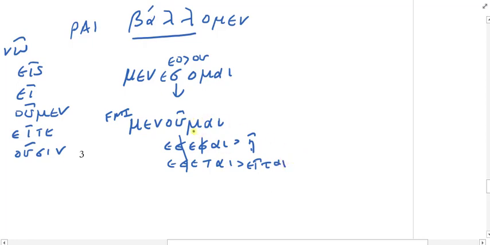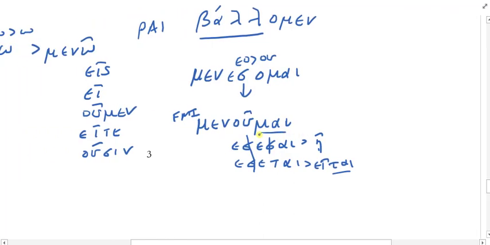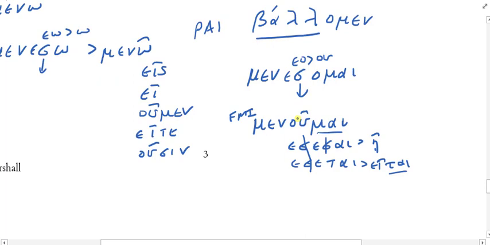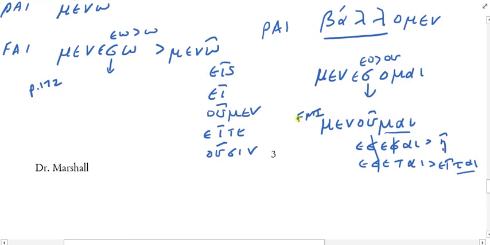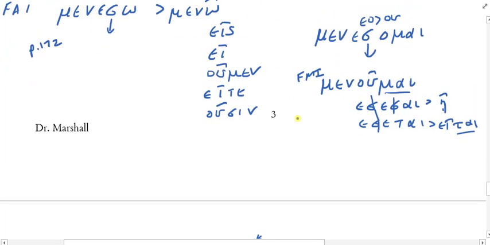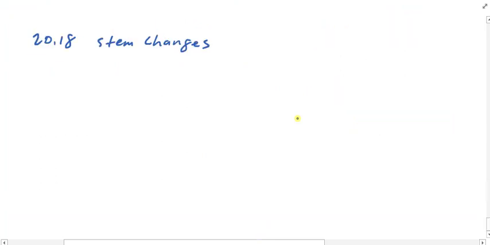Can you still parse these by the personal endings? Absolutely. If you learn how to parse middles and passives earlier, you can still identify these. Okay? The question is going to be looking at the stem and the accent. Where's the accent at? All right. Now, let me look at one more thing with you here. Okay? Go to 20.18. Look at what Mounce does here. All right?